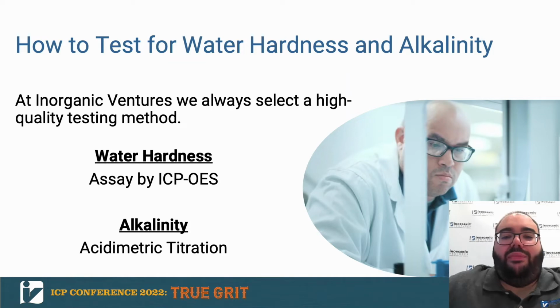In this presentation, I'm going to walk you through the methods that we use at Inorganic Ventures to produce those certified reference materials for both water hardness and alkalinity. Just a brief overview: for water hardness, we perform an assay by ICP OES. Since that is just a measure of the concentration of calcium and magnesium, that's very easy for us to perform, and I think at this point in the ICP conference, you have a pretty good idea of how to test calcium and magnesium by ICP OES. For alkalinity, since again it is the ability to neutralize acid, we perform an acidimetric titration.